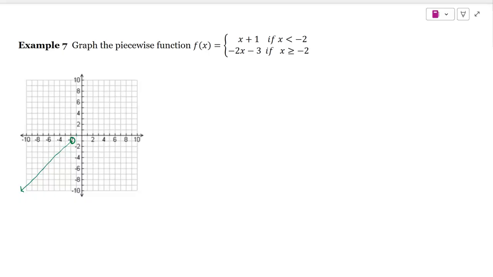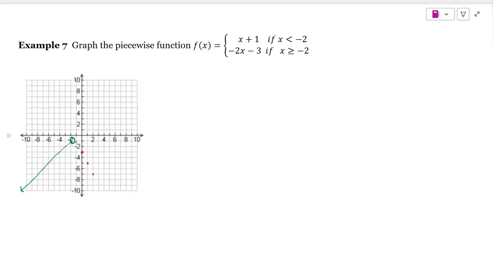All right, and then the other part of the equation is -2x minus 3. So my y-intercept is -3 in this case. So let's go down to -3, which is here. And then my slope is -2, so down 2 over 1, down 2 over 1. And I want to go all the way up to -2.